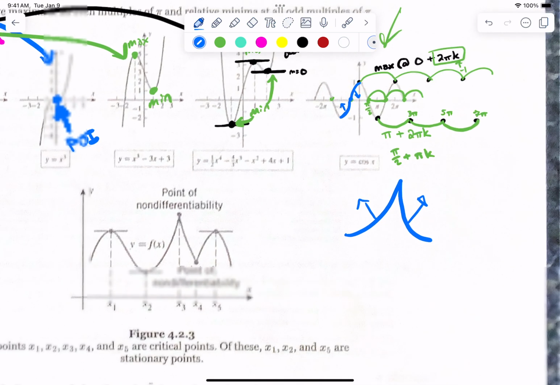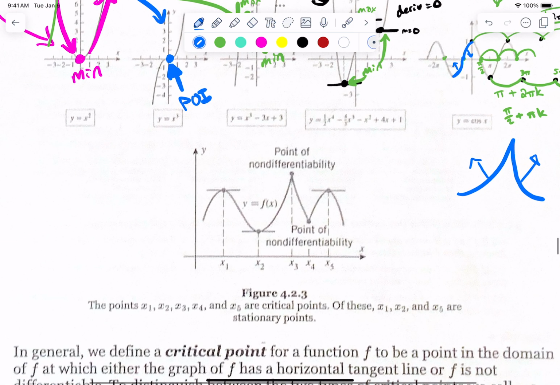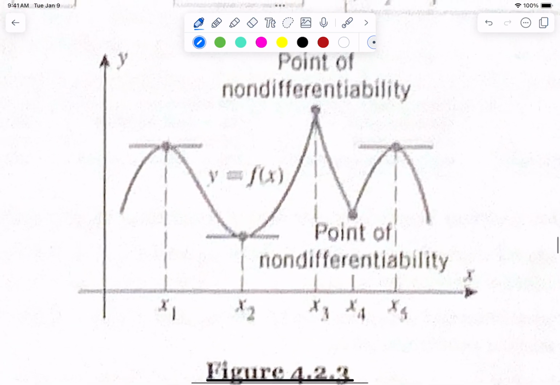Okay, wait, can you zoom in on that graph? Oh, right here. There we go. Point of non-differentiability. Because you can't find the derivative. You can't find the derivative of this guy. Sure, point of non-differentiability. So you can't find the derivative there.